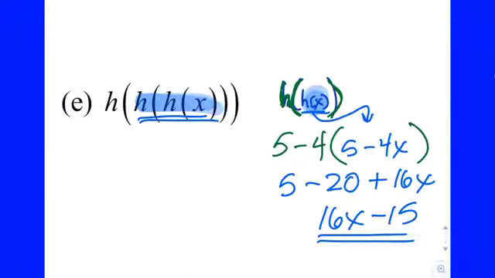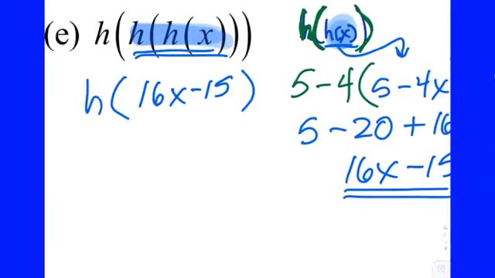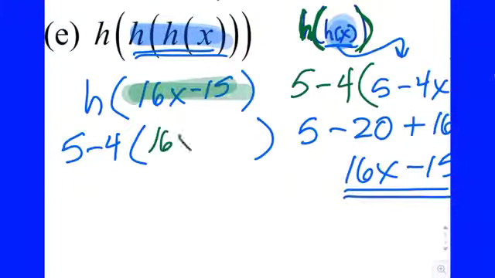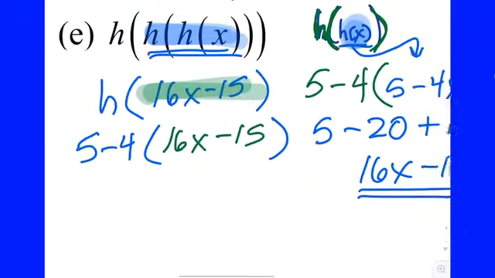Okay, so now working straight down underneath that, that now becomes h of 16x minus 15. Inch by inch, it's a cinch. So I have to do this one more time. And so underneath there, I will have 5 minus 4 parentheses. But what am I plugging into the parentheses? 16x minus 15. Inch by inch, it's a cinch.